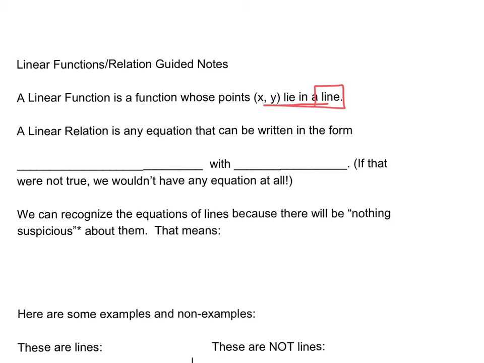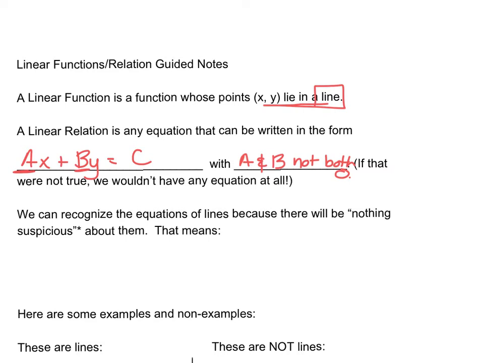A linear relation, we say formally, is any equation that can be written in the form ax plus by is equal to c. And in that equation, a and b can't both be 0. So we'll say ax plus by equals c with a and b not both 0. One of them could be 0 or the other one could be 0. The coefficient of x or the coefficient of y could be 0, but they can't both be 0. If they're both 0, we don't really have an equation at all.